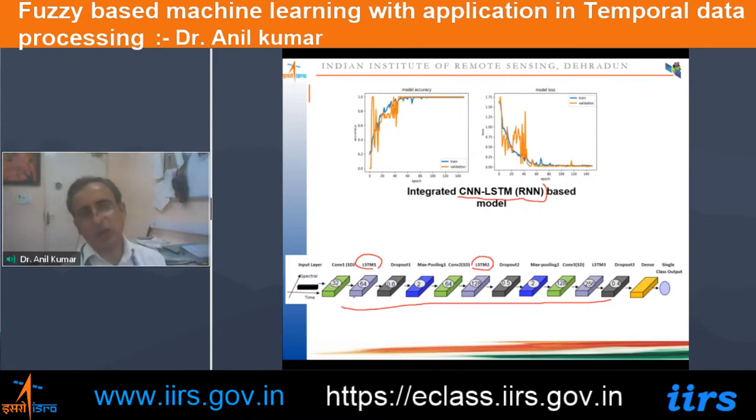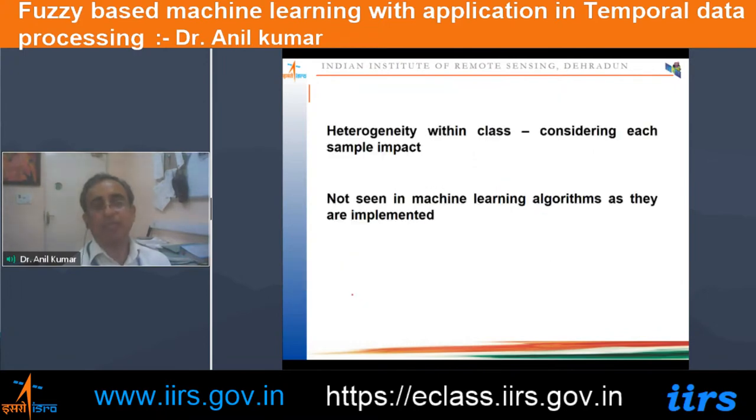We received a little less output from this model when we compare with CNN. But nevertheless, we were curious to see how this type of hybrid approach model behaves, or whether it can work. Then in the fuzzy domain, you will see one more good thing: heterogeneity within class.